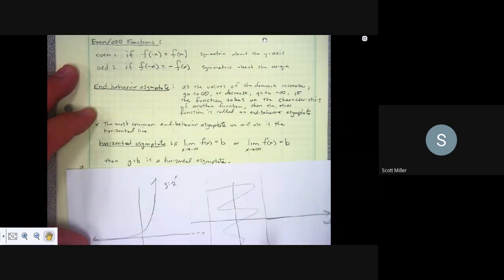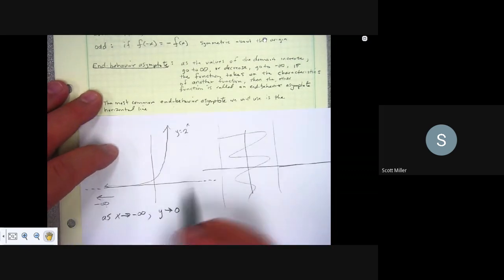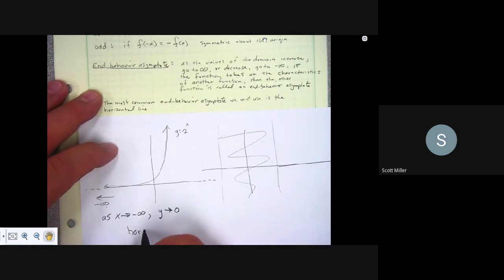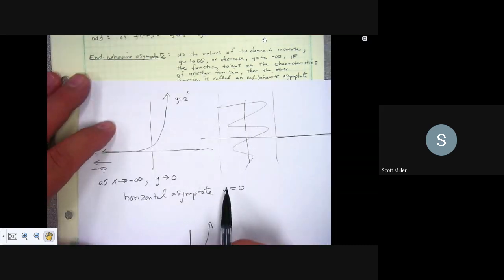Now they're writing it a little bit differently, and I'm going to show you how it means the same thing. And so it has a horizontal asymptote y equals 0 because the y values are getting closer to 0.